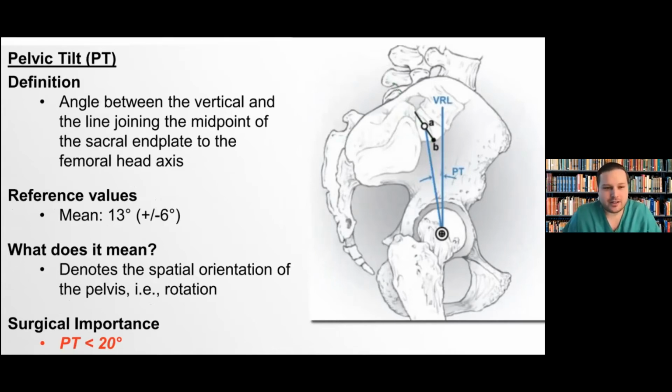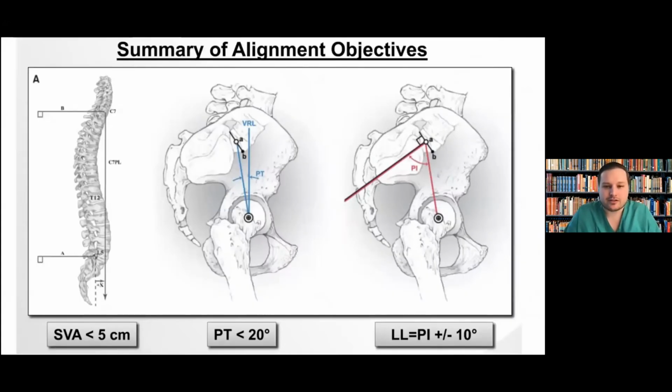Pelvic tilt is an angle between the vertical line and the midpoint of the sacral end plate to the femoral head axis. Its mean value is 13 degrees. We usually like it to be less than 20 degrees, and it denotes the spatial orientation of the pelvis. So as someone retroverts their pelvis, the sacrum becomes more vertical, the femoral heads relatively move in front, and that's kind of a tip-off that the patient is compensating for their sagittal imbalance.